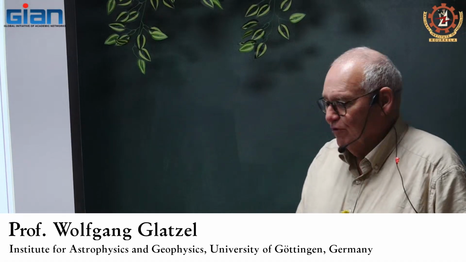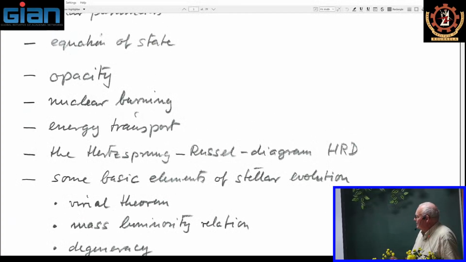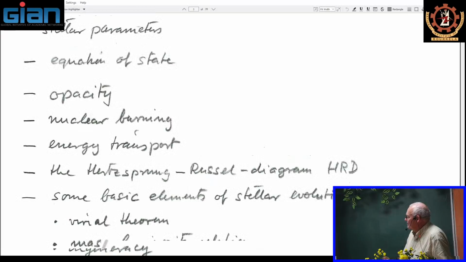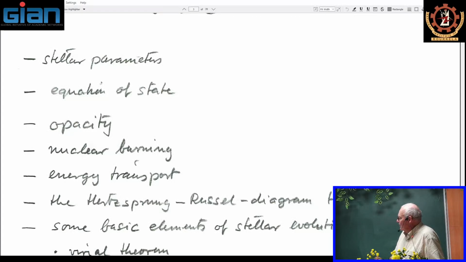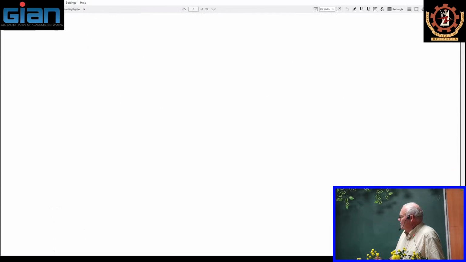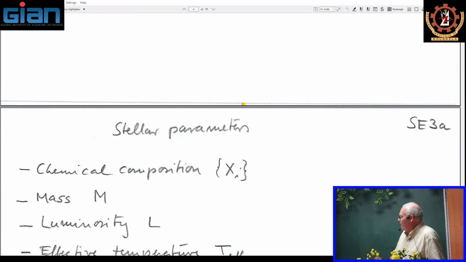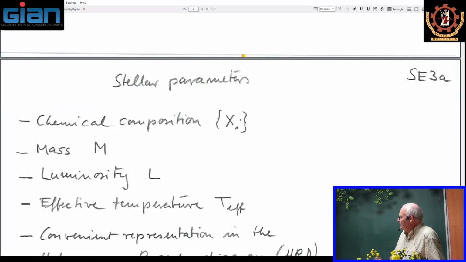Okay, there are several topics. The first one is stellar parameters. Okay, so let's turn to the apparent stellar parameters.